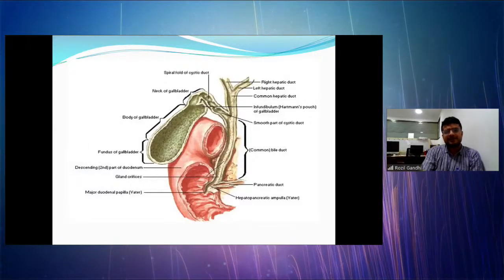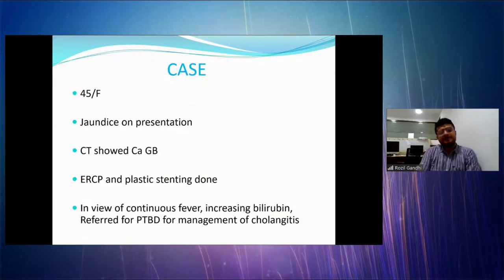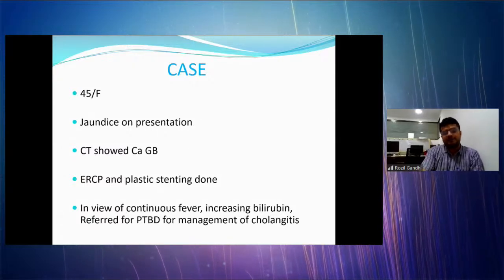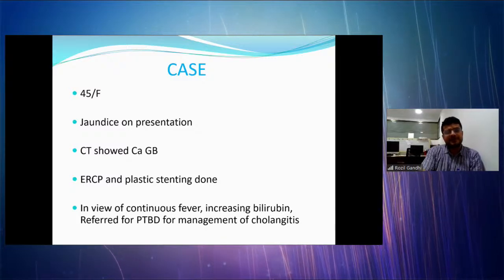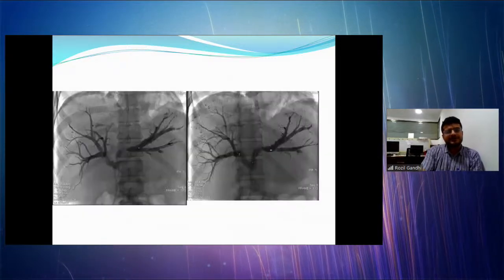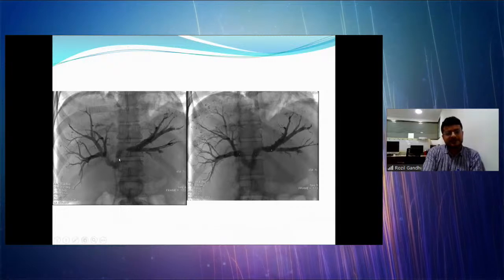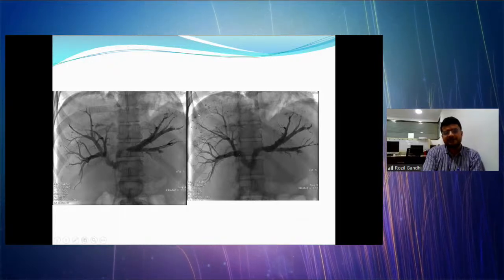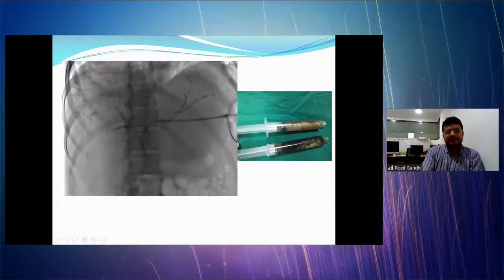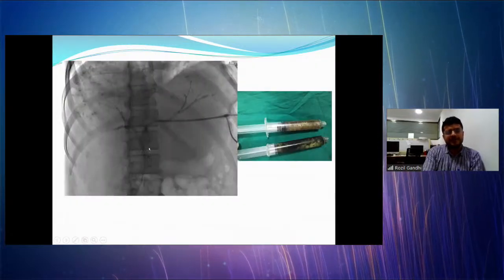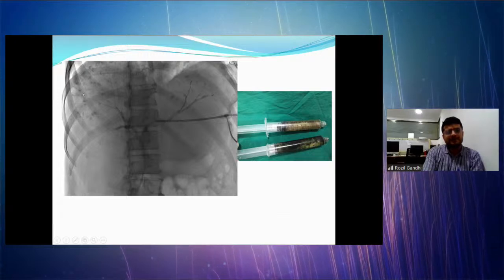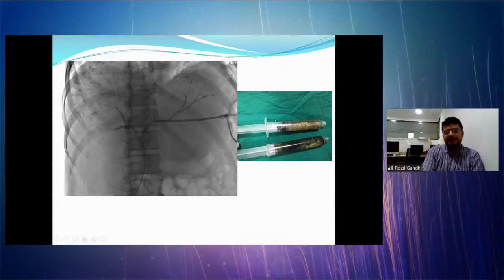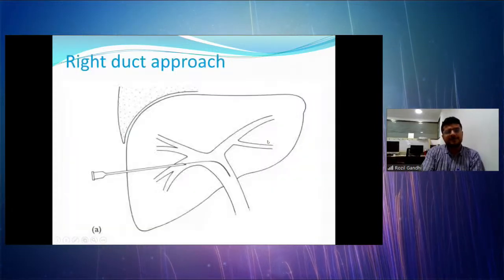Just a schematic diagram. Just showing one example, a middle-aged female had a type 2 obstruction, not a distal CBD, but type 2. ERCP and stent were done. There is a plastic stent inserted inside. And you can see multiple cholangitic abscesses on the PTC gram. For this patient, external biliary drainage was done. These are the abscesses, and this is the pus removed after PTBD.